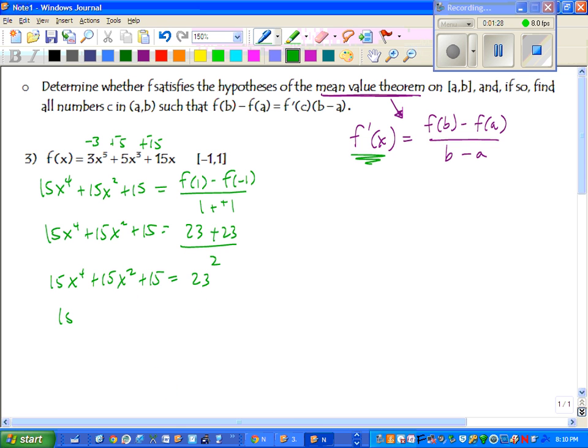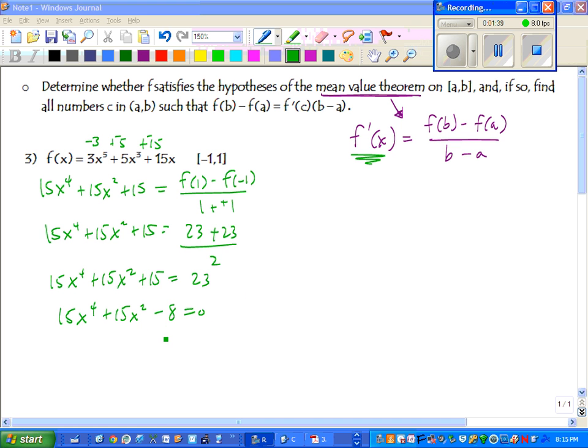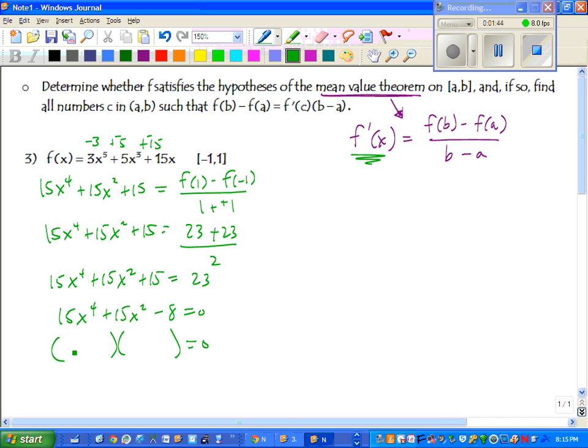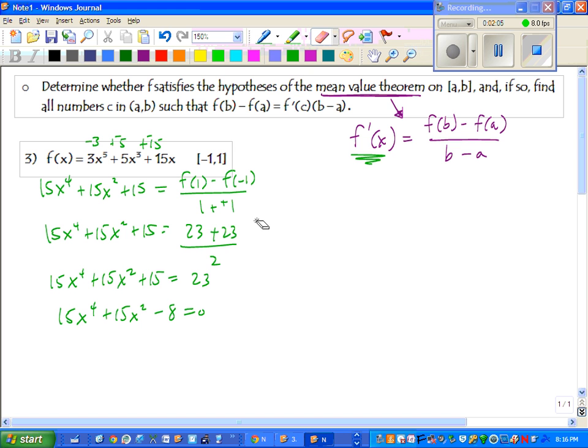We want to get everything on one side here, so we can try and factor 15x to the fourth plus 15x squared minus 8 equals 0. Now, to solve this one, we could try and factor this into two binomials, where we have 3x squared and 5x squared, or 15x squared and 1x squared. But in this case, it doesn't really work out. We can't find any values that multiply to give us negative 8 and make this work out to get our middle function. So an option other than this is to go ahead and graph this function.